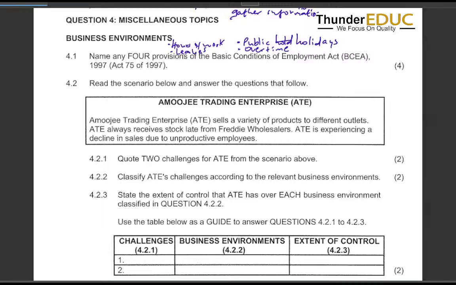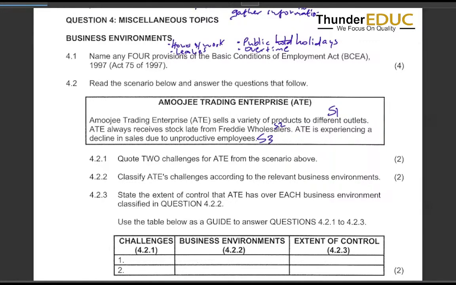Okay, right. So now let's check 4.2. Read the scenario below and answer the questions that follow. Amuje Trading Enterprise sells a variety of products to different outlets. So now this is our sentence 1. It also says ATE always receives stock late from Freddie as a wholesaler. So this is going to be our sentence 2. And the last one reads as follows: AT is experiencing a decline in sales due to unproductive employees. So now this is going to be our sentence 3. So now the question reads as follows: quote 2 challenges for AT from the scenario above.